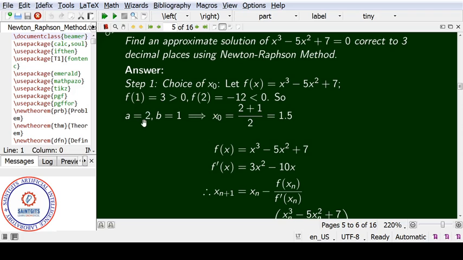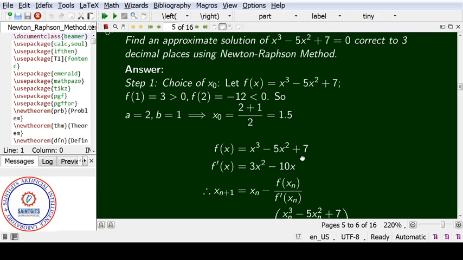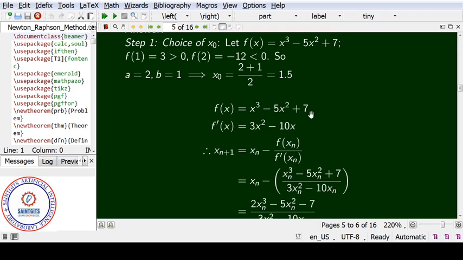So a is equal to 2, b is equal to 1, or a is the point at which this function is negative, b is the point at which the function is positive, and therefore we calculate x0 as the bisection of this interval, that is 2 plus 1 by 2 or 1.5. This step is not mandatory, you can start with any x0. After successive approximations, the Newton-Raphson method converges fast to a better approximate solution within 5 or 6 iterations in a common way. So we start with f of x, x cube minus 5x square plus 7.